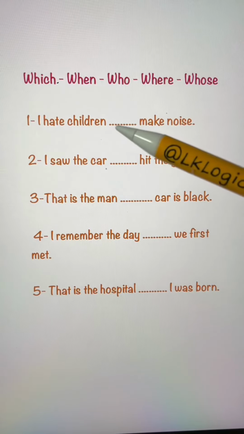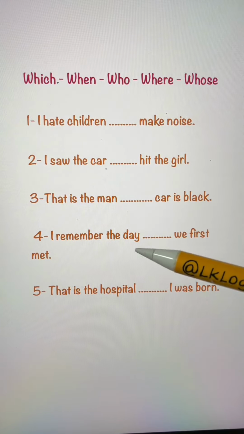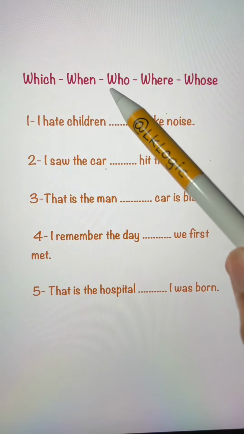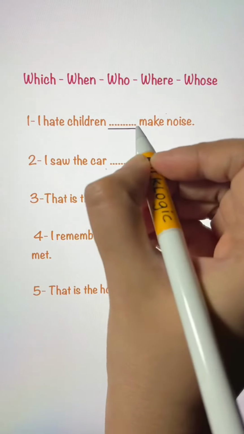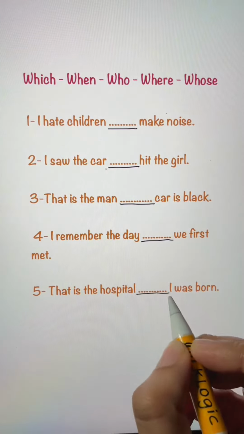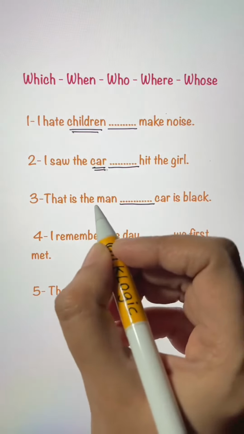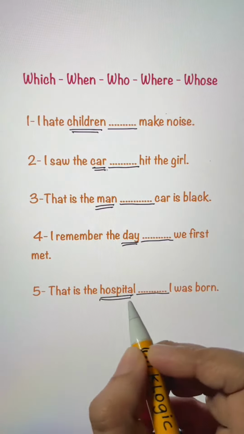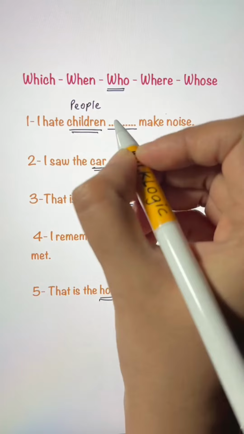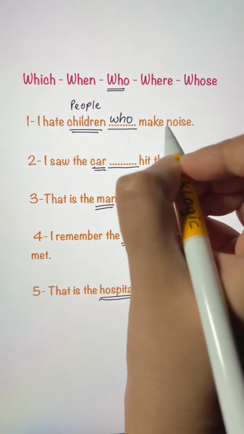Hi guys, here we have 5 sentences with blanks. We need to fill these blanks with which, when, who, where, whose. First thing you need to do is find the place of the blanks. Then highlight the words that come before the blanks. If the word refers to people, use who. I hate children who make noise.